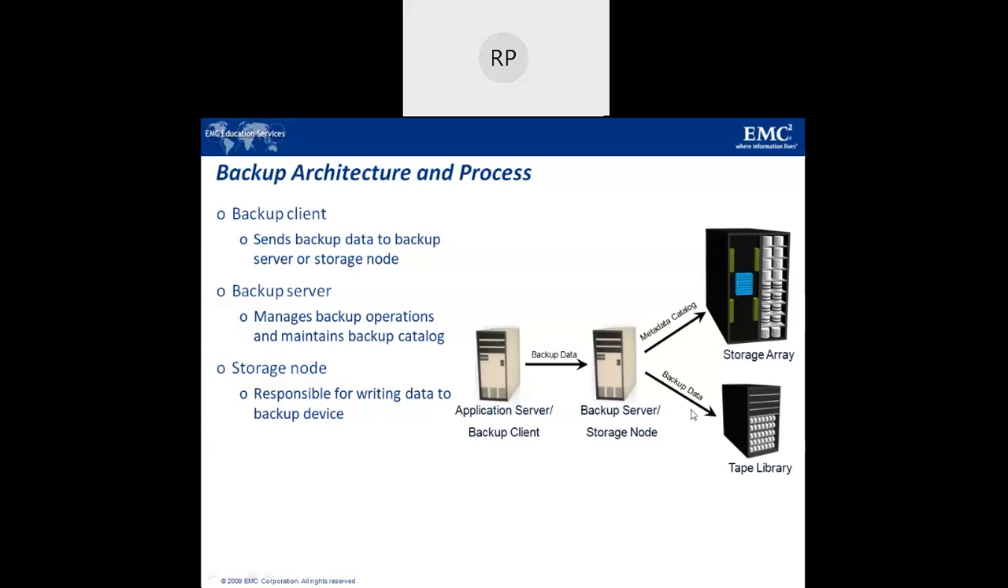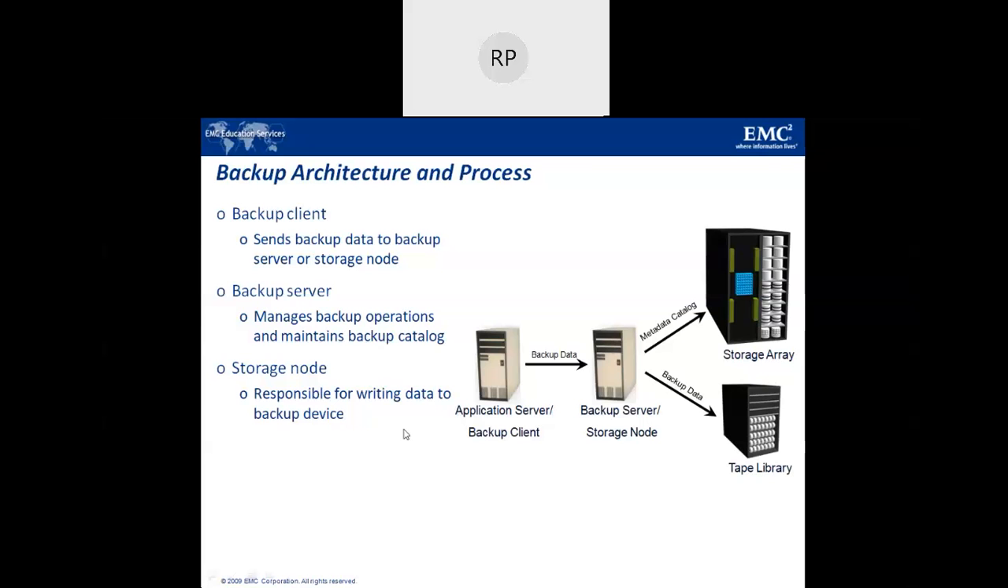Okay, now these are the different components of the backup architecture. Backup client sends backup data to the backup server or the storage node. Then the backup server is going to manage the backup operations and maintain the backup catalog. And the storage node is responsible for writing data to the backup device. Along with writing data to the backup device, it is also going to send the tracking information to the backup server. This is about the backup architecture.